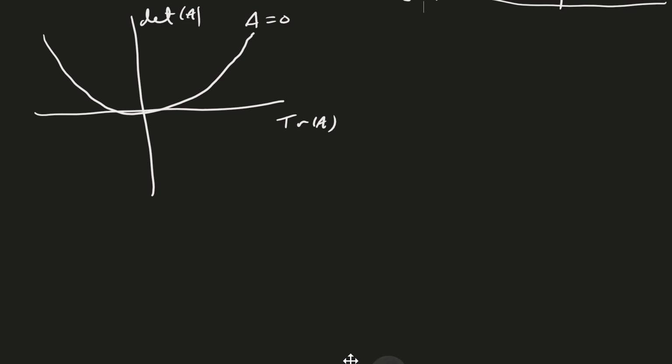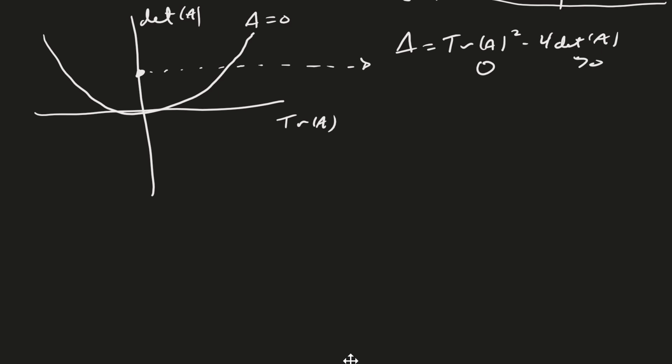So here's a way to check. How about this point right here? Remember our discriminant is trace squared minus 4 times the determinant of A. If I put in this point, that corresponds to the trace of A being 0 and the determinant being positive. And so the discriminant is negative. So inside the parabola is going to be negative discriminant, and outside the parabola is going to be positive discriminant.